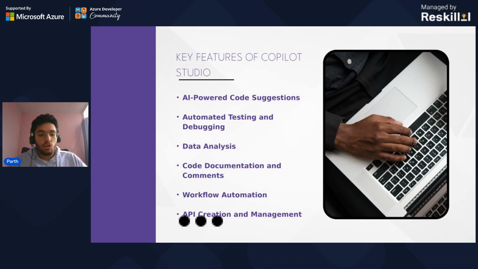Apart from that, we have code documentation and comments. Copilot Studio helps in documenting the code itself, documenting the whole code base. If you're building a project and you want to make the documentation, maybe that's a redundant task, maybe that's a boring task, so you probably want to have AI do it for you. So that's how code documentation works in Copilot Studio. Copilot Studio will automatically create proper documentation for your project, and also the comments.